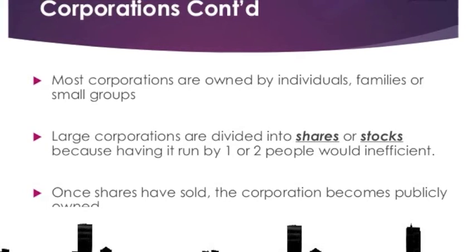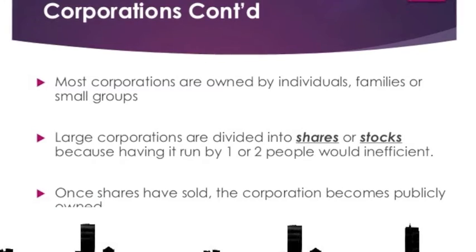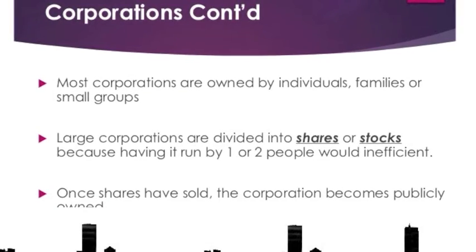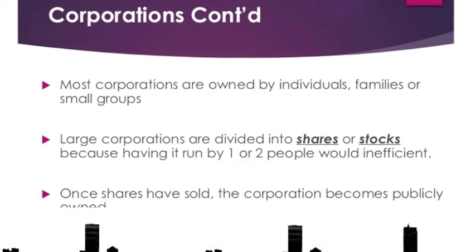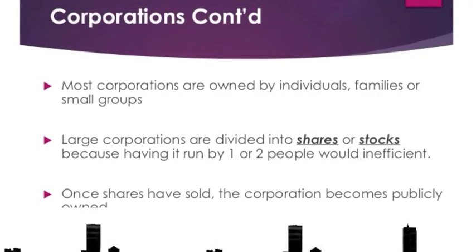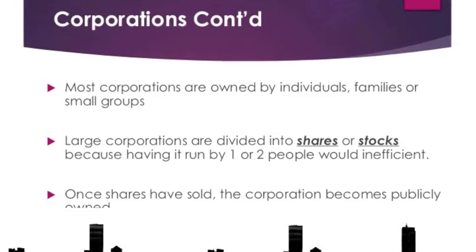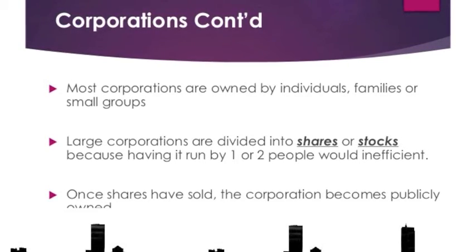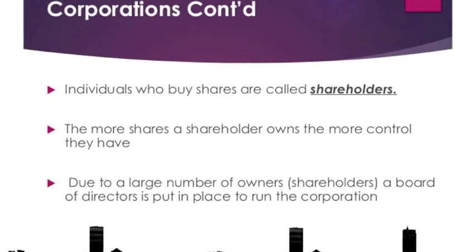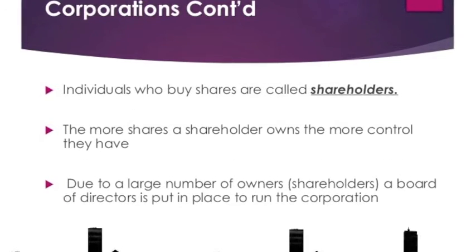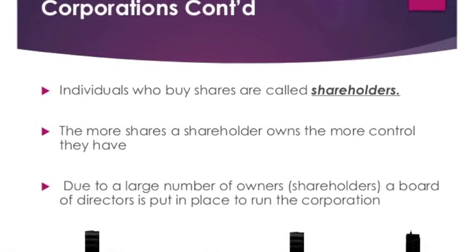Most corporations are owned by individuals, families, or small groups of people. Large corporations are divided into shares or stocks because having it run by one or two people would be inefficient and it's just too big of a business. Once shares of the business have been sold, the corporation becomes publicly owned. Individuals who buy these shares or stocks are called shareholders.